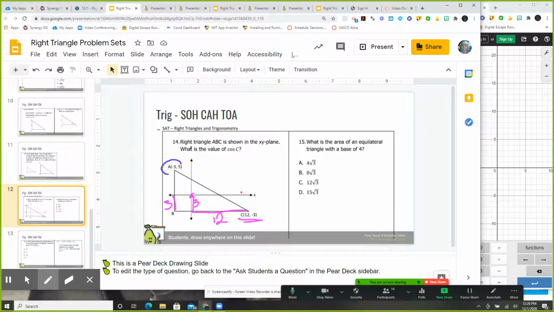You're doing a great job of sticking with me, even through the confusion. So if I go to A, I'm going to go left 3. That means this piece is 3, which means this piece is 3. And then up 5, which means this piece is 5. Right? So I got the blue numbers from point A and the pink numbers from point C.